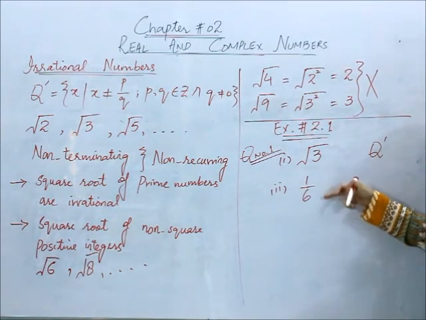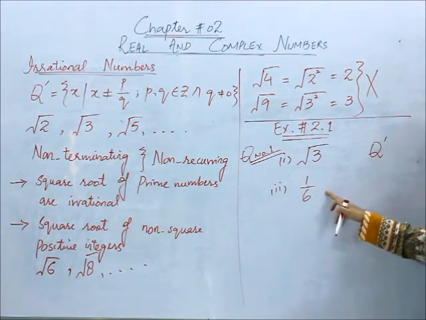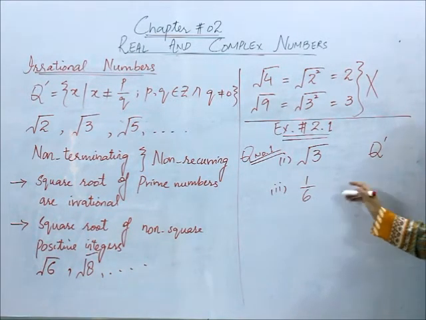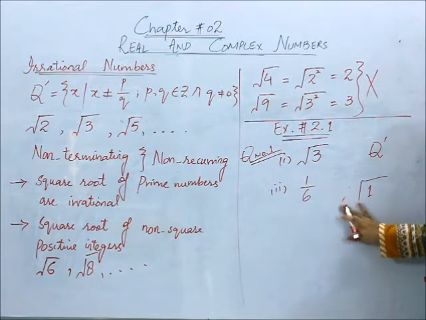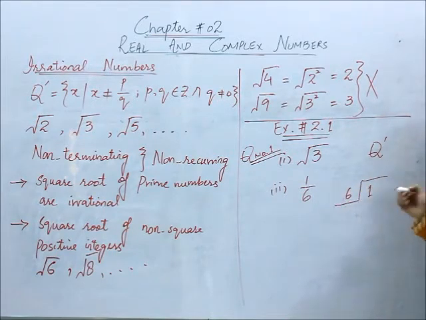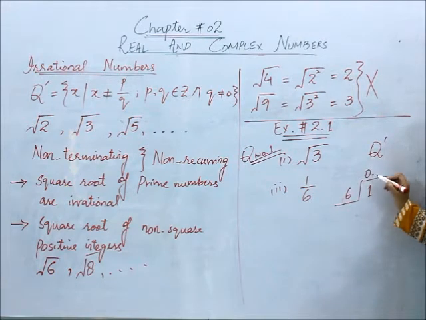As it is written in P over Q form, but that does not ensure that it is a rational number. For this we have to check whether it is a terminating, non-terminating, or non-recurring decimal. So we will divide 1 by 6. Can we divide it? No, 1 is less than 6. We will introduce a decimal point over here and then a 0.